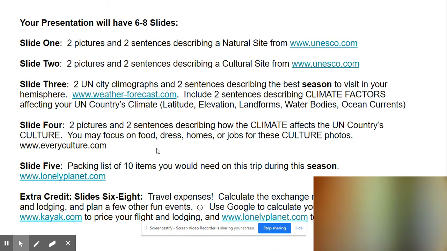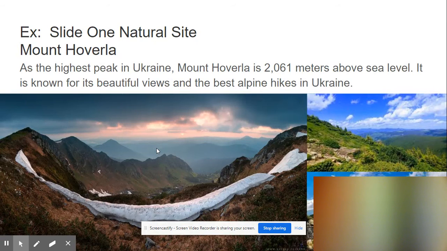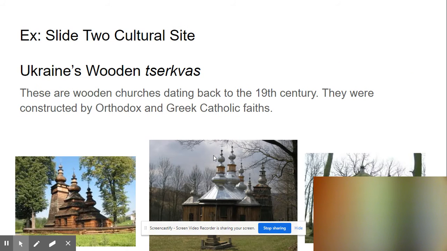You can go back and read through this in a second, but let's look at slide 1. Slide 1 is you're going to have some pictures, at least 2 of the natural site you are visiting. Waverly chose to go to Mount Hoverla, and she is writing about what she sees while she's there. So you need 2 pictures, 2 sentences.